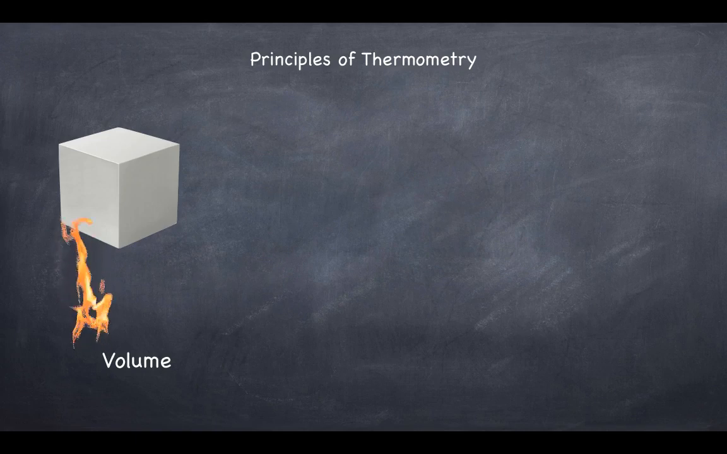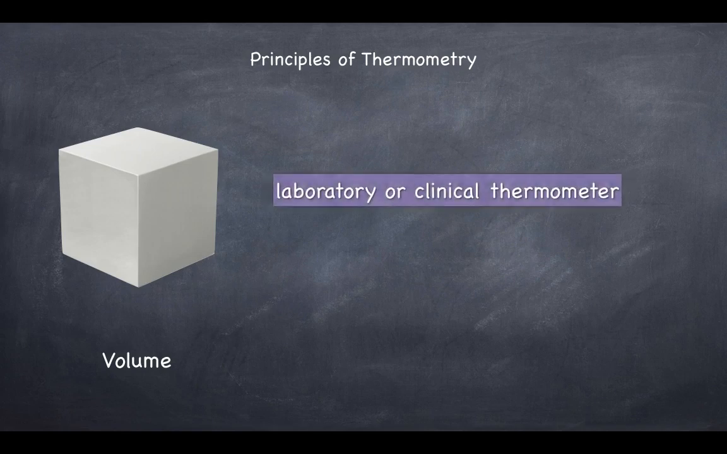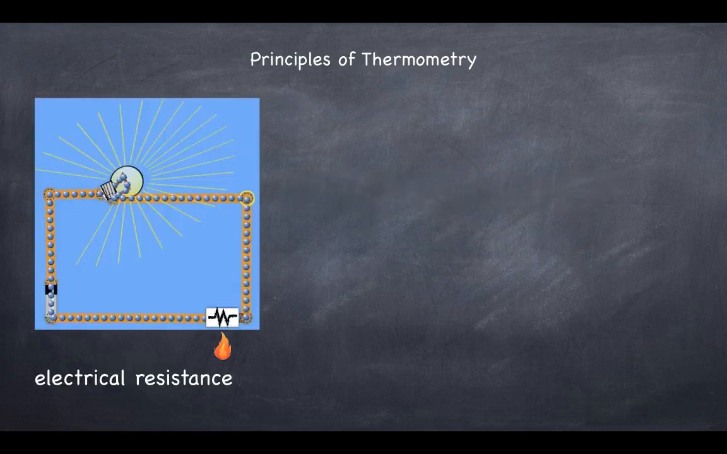Now, this is where we get into how exactly we measure temperature. We have to look for a physical property that changes with temperature. So for example, if we add heat to a liquid or gas, we know that the liquid or the gas expands. We can use this expansion to determine what the temperature is. An example of a thermometer that uses the expansion of a liquid is the laboratory or the clinical thermometer.